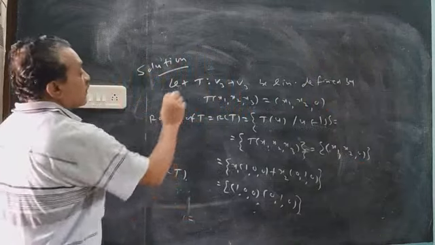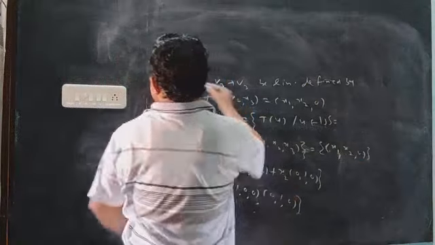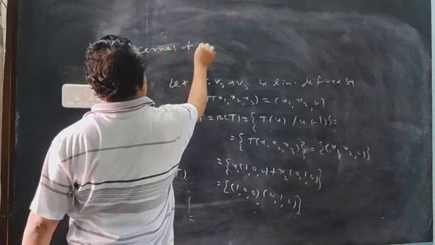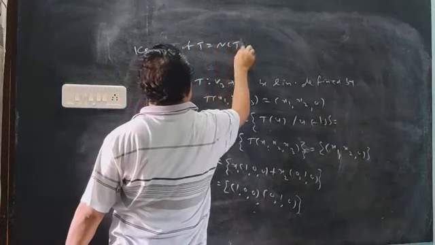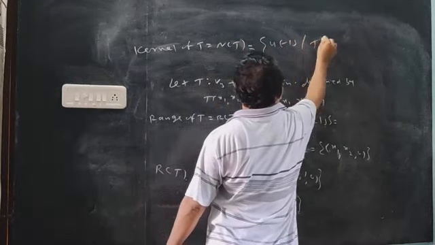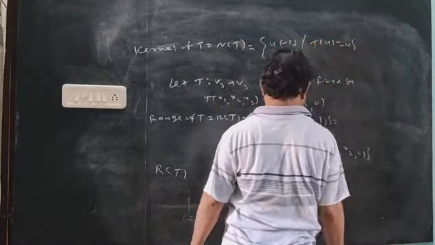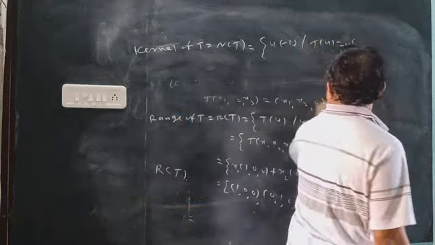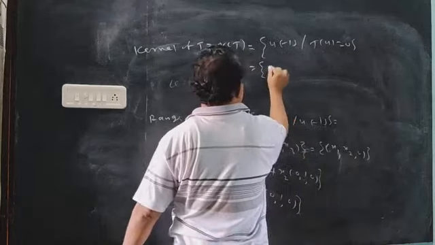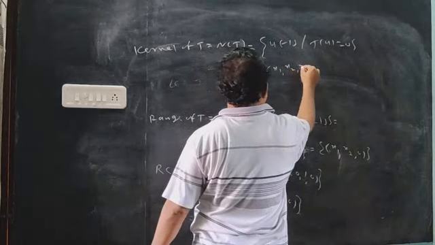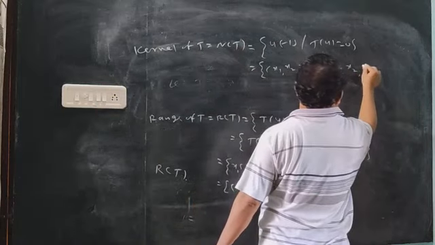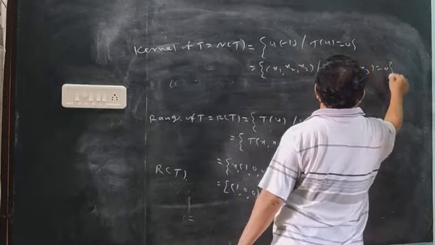Now the kernel of T. By definition, the kernel is the set of U belonging to U such that T of U equals 0. So U here is a vector, again a 3-dimensional vector (x1, x2, x3), such that T of (x1, x2, x3) equals 0.